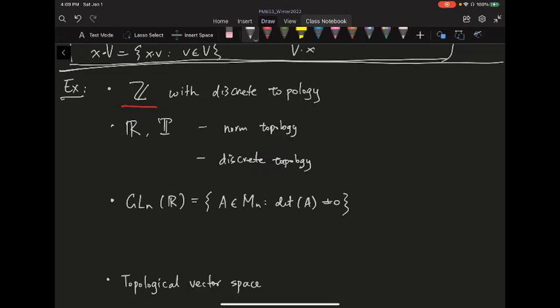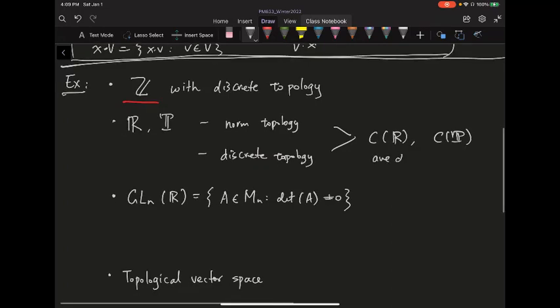But what's the difference when you put different topology? Well, the difference is that the continuous functions on these groups will be different. So we're going to talk about continuous functions, say, on the reals, and continuous functions on the unit circle. This is going to be different, okay?